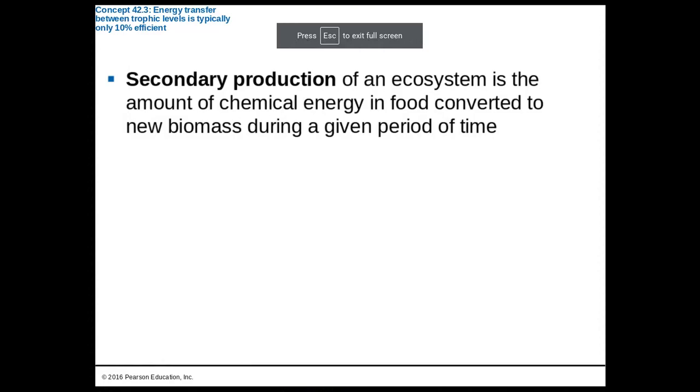So 42.3 is about the energy transfer between trophic levels. Those trophic levels would be our primary producers, primary consumers, secondary consumers, and tertiary consumers, and so on. And this you'll probably remember from regular bio. Secondary production, as opposed to primary production from the last lecture, is the amount of chemical energy in food converted to new biomass during a given period of time.